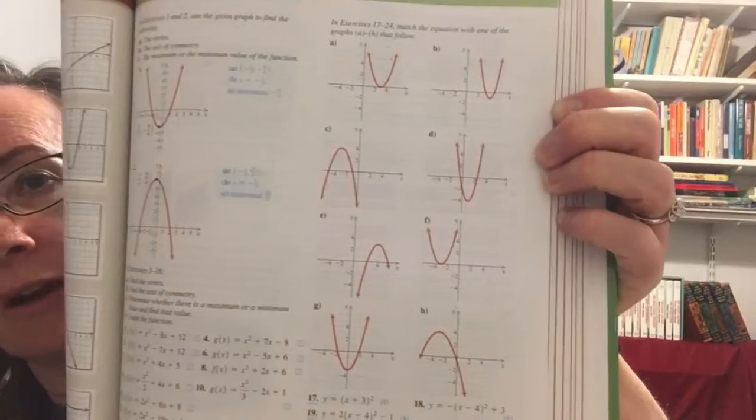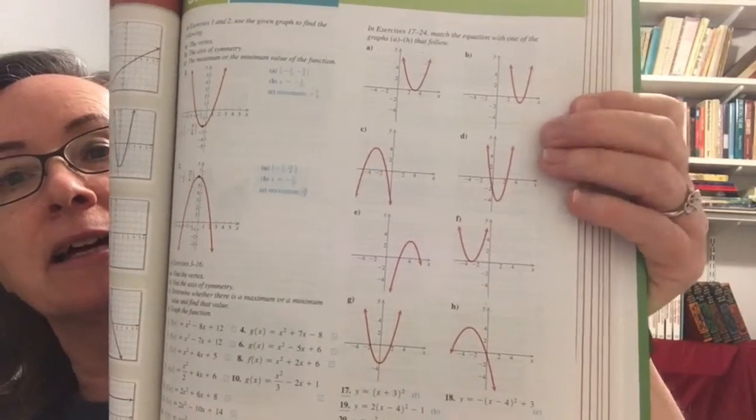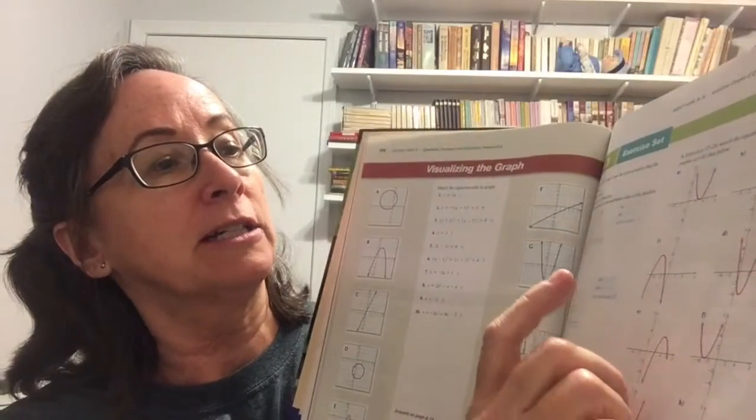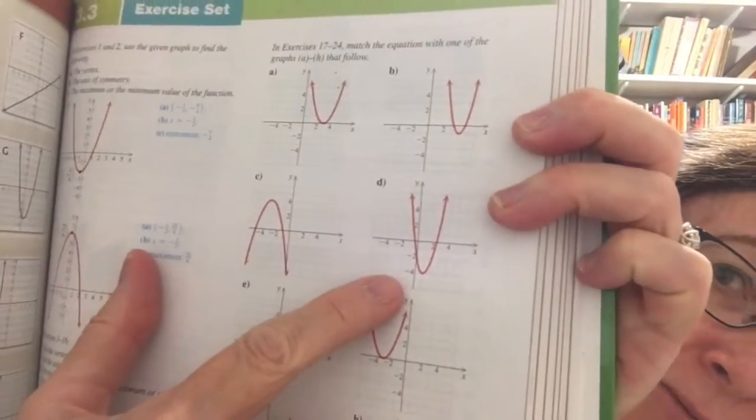So all I did was look on the graphs, and when you look at the picture of all of those graphs there, you can see that D looks like the one that they are describing with a vertex. So here's D right there with a vertex of 1, negative 4. All right, and we'll come back with some more.